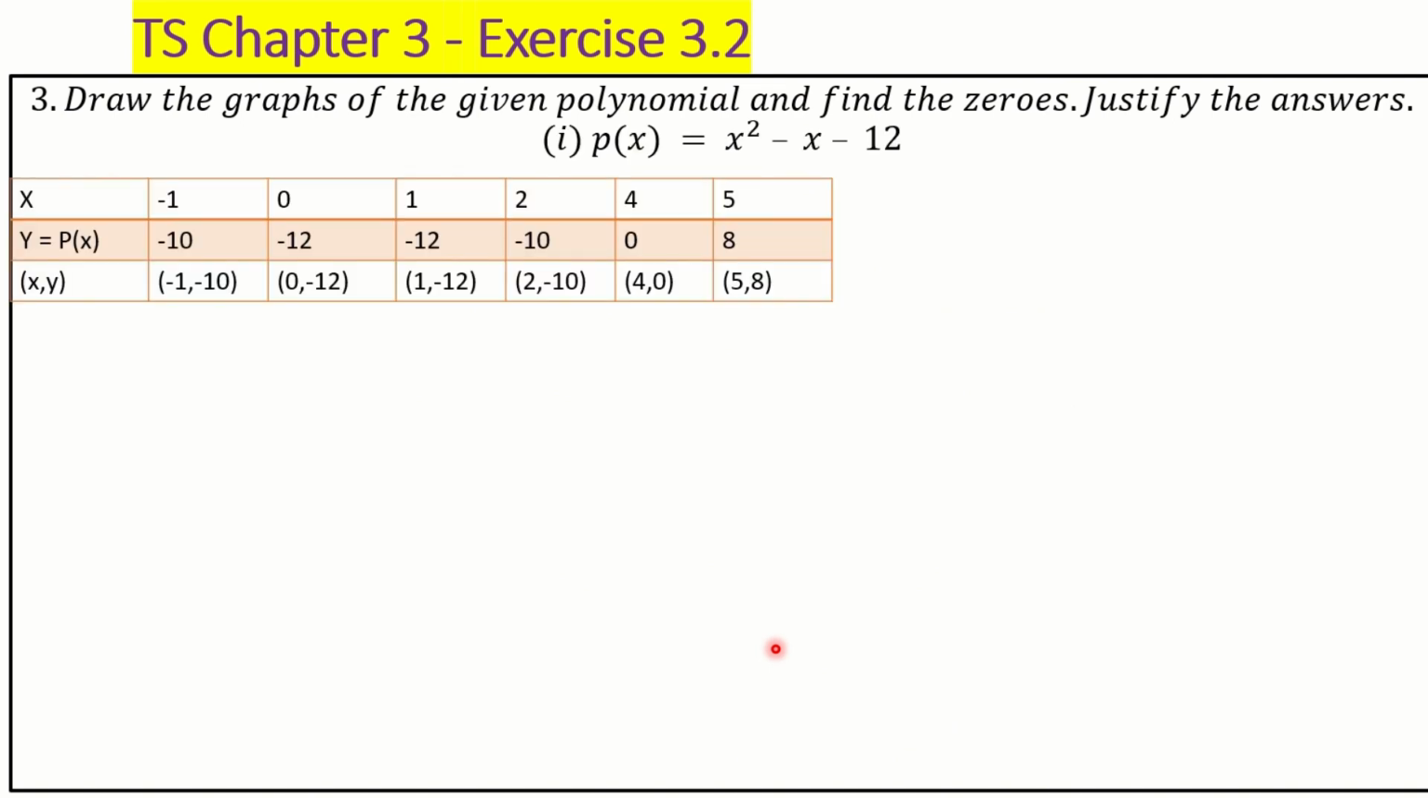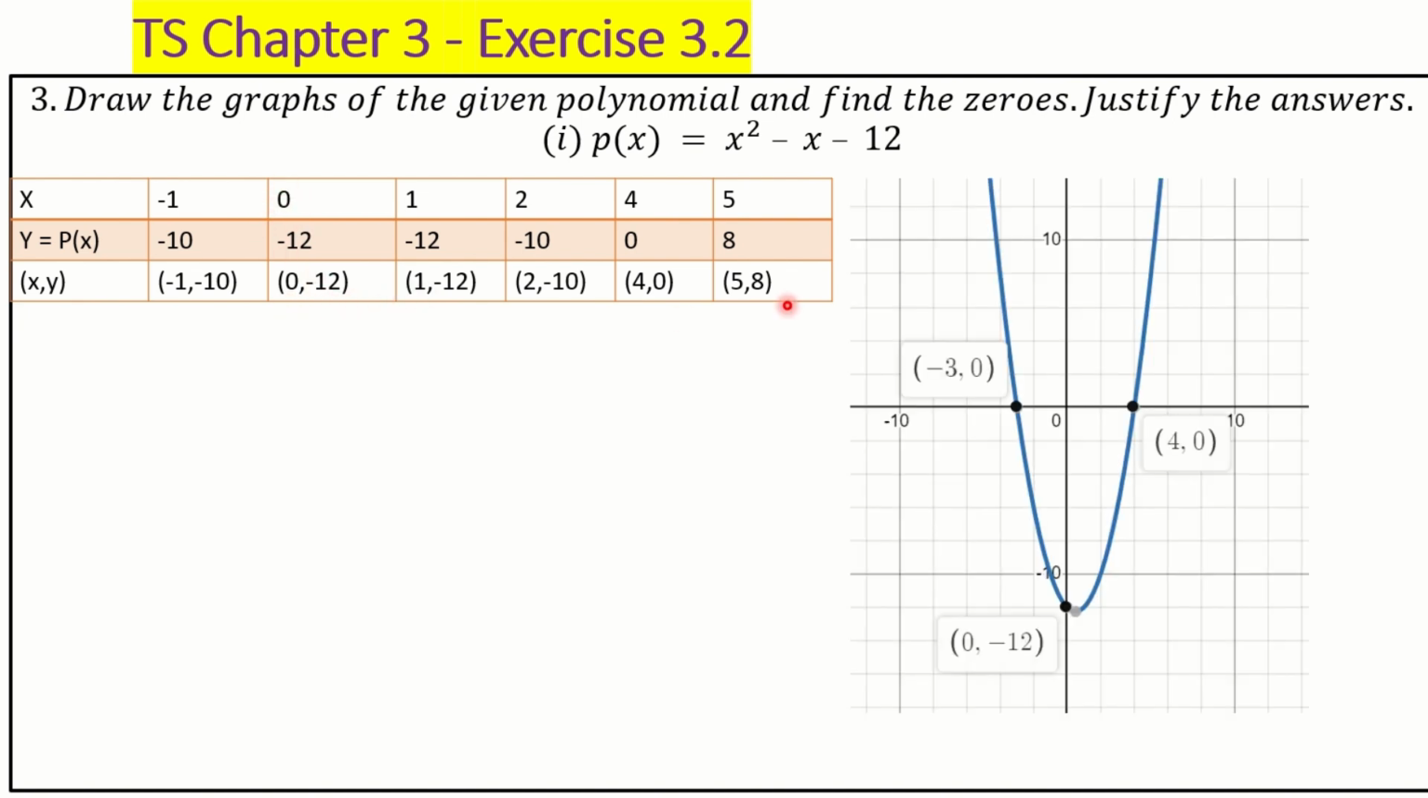To draw any graph, the first thing you need is points. So x square minus x minus 12, that is p of x. I have taken the value minus 1 and evaluated it. Minus 1 square is 1, minus of minus 1 is 1, so 1 plus 1 is 2, 2 minus 12 is minus 10. So minus 1 comma minus 10. The other value I took is 0. These are the values, and with these values you can plot a graph.